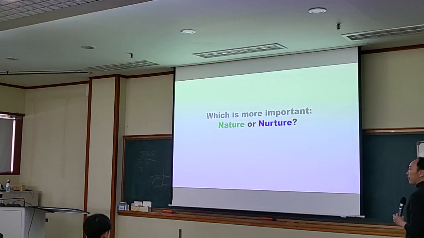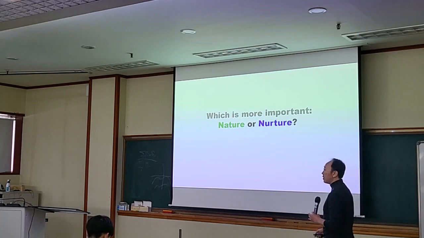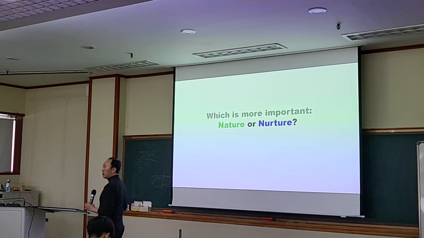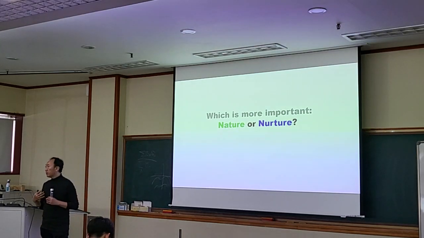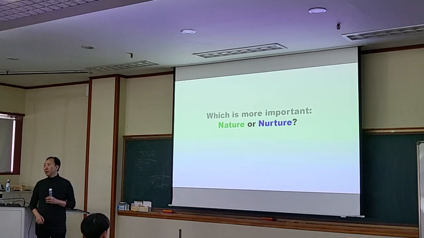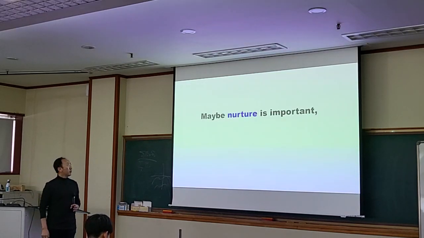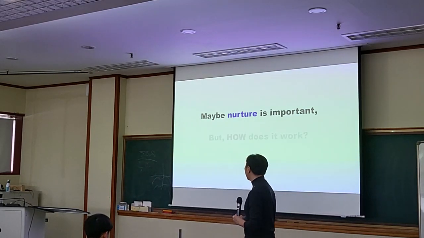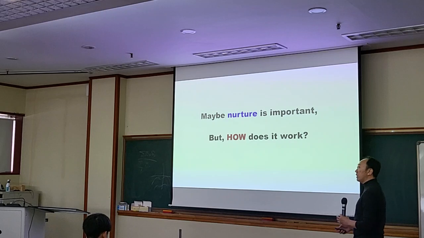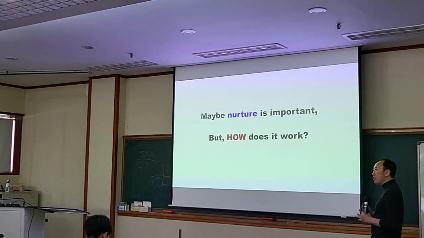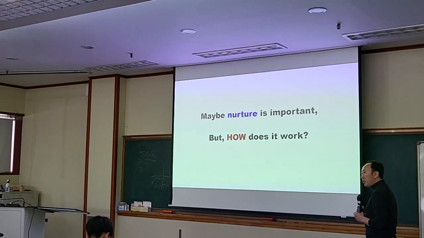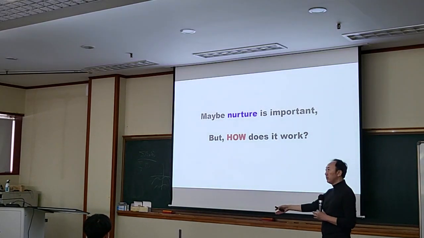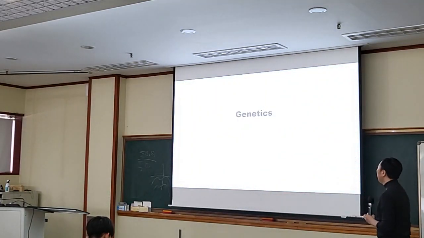So the question is, for a long time, nature versus nurture. Nurture means giving nutrients, so nurture means the environment. Nature means our genomic sequence. Is our gene important or is the environment important? It seems like the genes are most of it, but nurture seems quite important too. And the question is how. How can this kind of environmental factor change us, and also change the genetic information passed to the next generations?